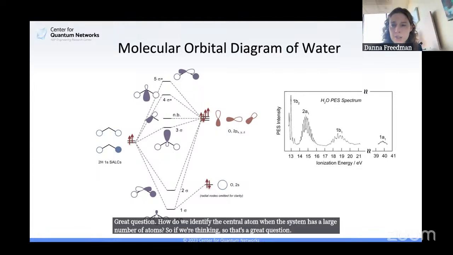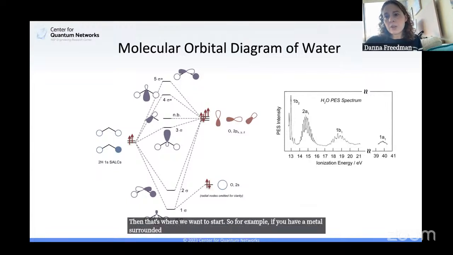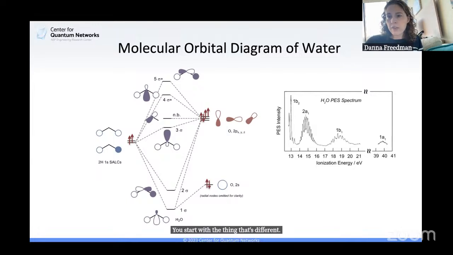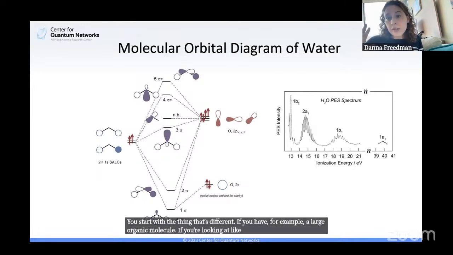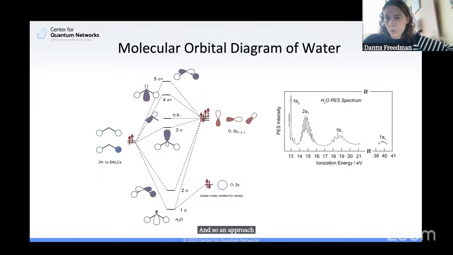There are a few answers to that. If there's one atom that's different than the others, then that's where we want to start. So for example, if you have a metal surrounded by organic moieties, you start with the thing that's different. If you have, for example, a large organic molecule, if you're looking at something like aspirin, then you can't use this approach. You have to use a different approach to build up the electronic structure. And so an approach like this will work best if you can identify your central atom.